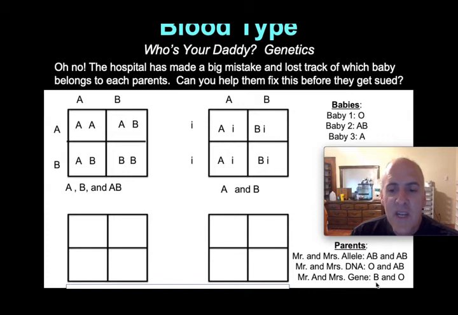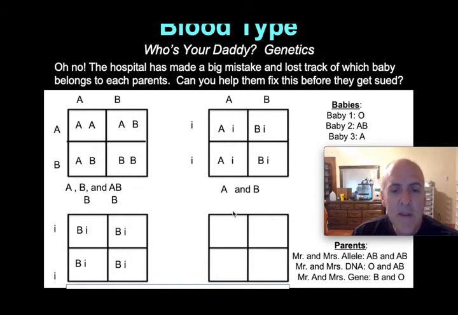Mr. and Mrs. Gene have type B blood and type O. Now this gets a little more complicated, doesn't it? Because there's two ways you could have type B blood. So you could have two homozygous Bs, or you could have a B and an I. Let's do the homozygous ones first. One is type O, one is type B. In this case, all four possibilities are B, okay?